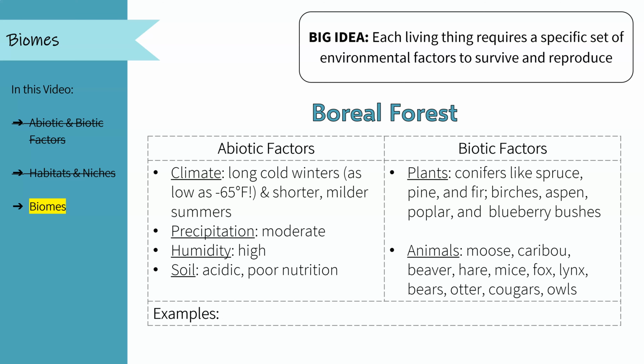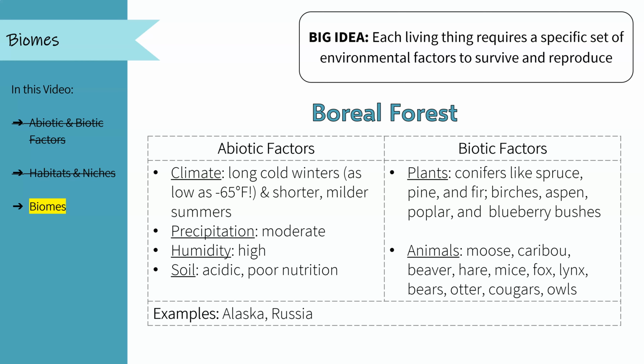Some of the plants that I see in the boreal forest are conifers, that's a type of tree, like spruce, pine, and fir. I also see other trees like birches, aspen, and poplar that have broad, larger leaves that are better at capturing the sunlight because there's less in this part of the world, and blueberry bushes. And then for animals, I see moose, caribou, beavers, hares, mice, fox, lynx, bears, otters, cougars, and owls. And then a couple of examples, places in the world that are boreal forest, are Alaska and regions in Russia.